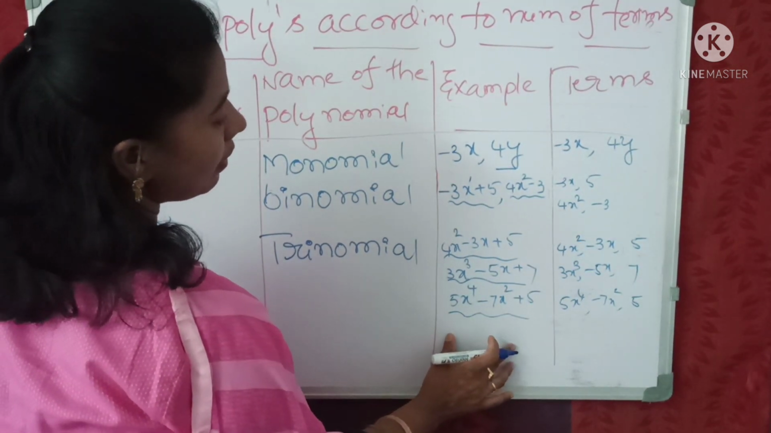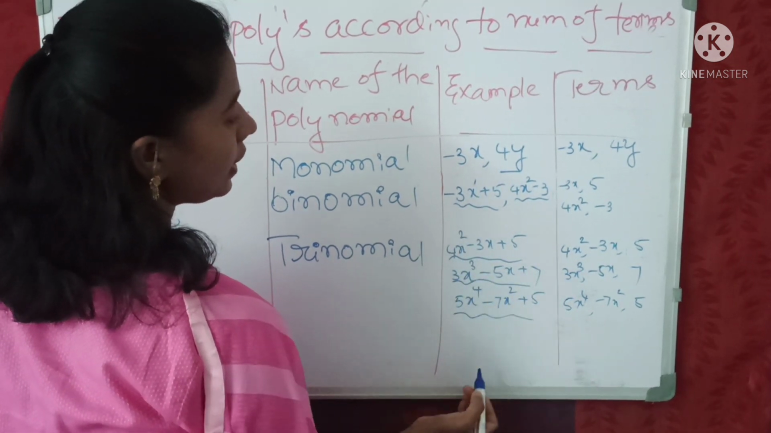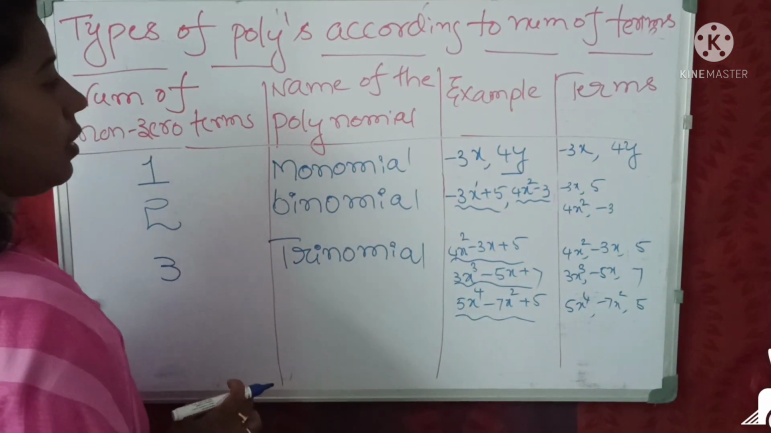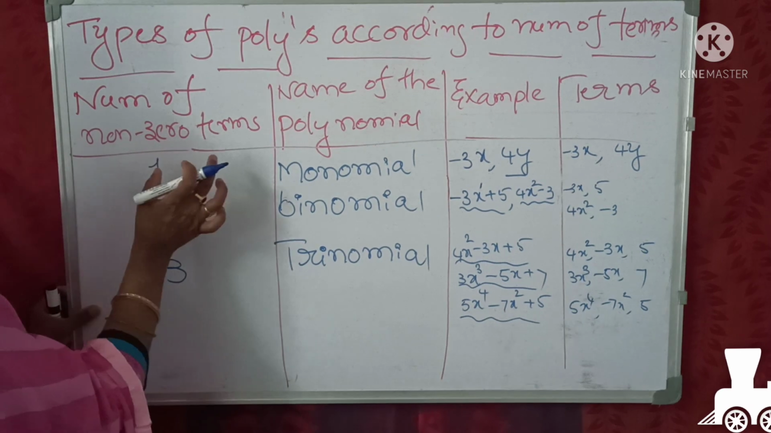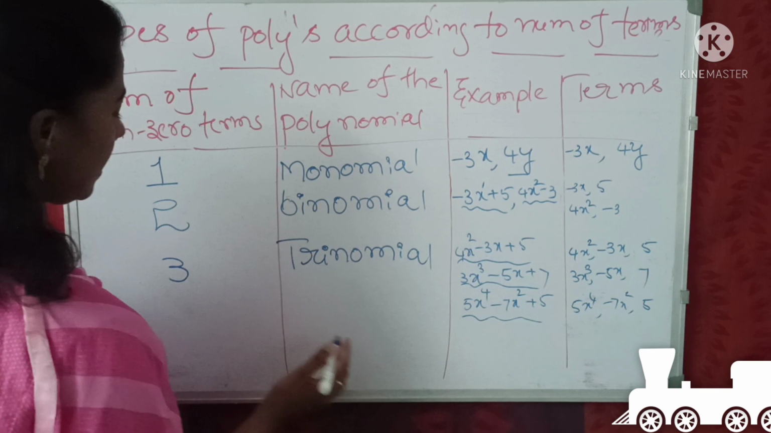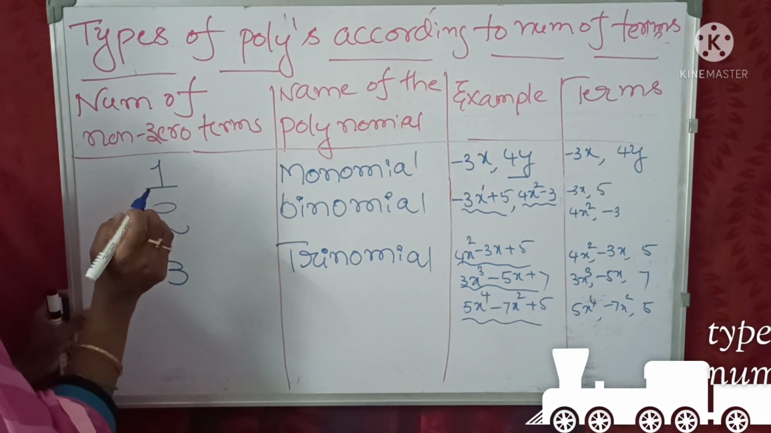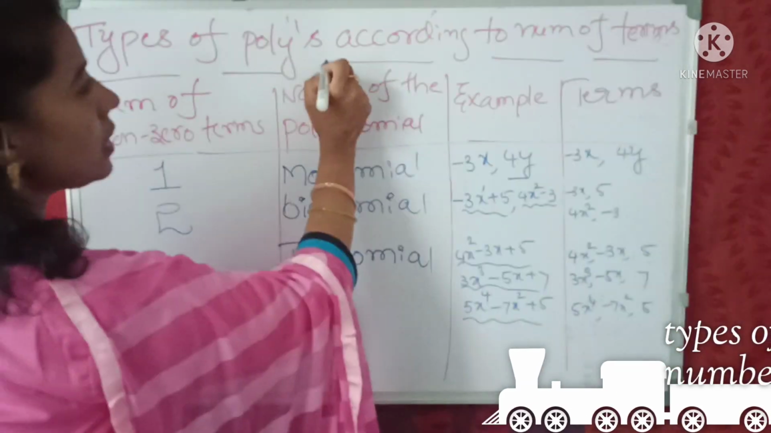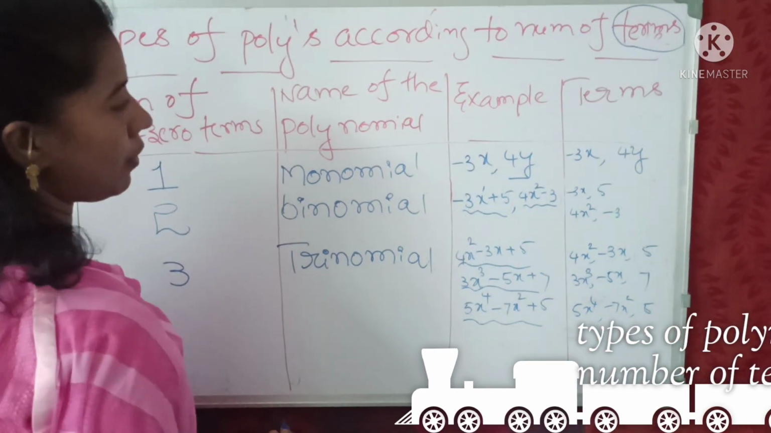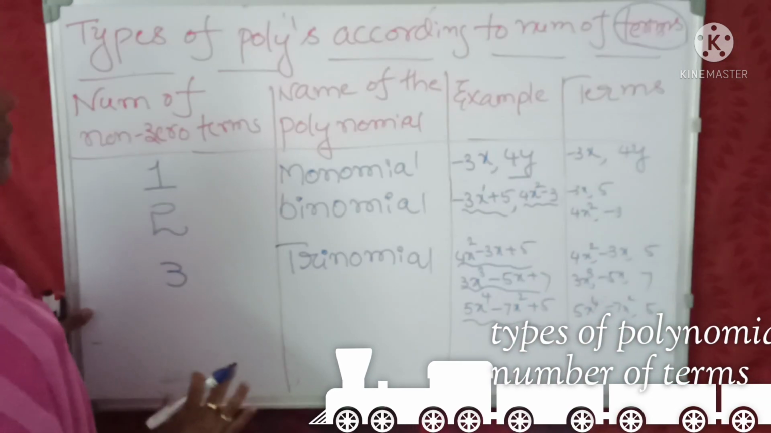So a trinomial has only 3 terms. The power of x can be 2 or 3 or anything, but we can choose only 3 terms. A binomial has only 2 terms. So are you able to understand the number of non-zero terms, name of the polynomial, example and terms? This table is understood by the concept of types of polynomials according to the number of terms. This table is chosen only by the number of terms.